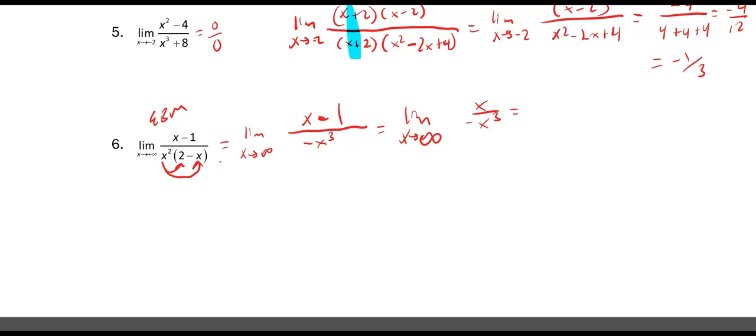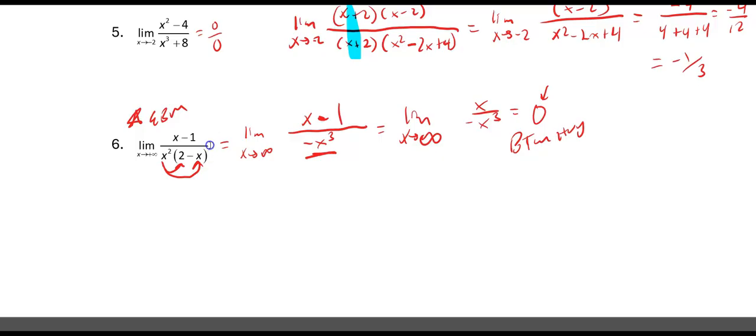So bottom heavy. When it's bottom heavy, y equals 0, or the limit equals 0. That's what the horizontal asymptote is. Make sure you understand that piece right there. That's multiplication, so that's really x cubed. All right.